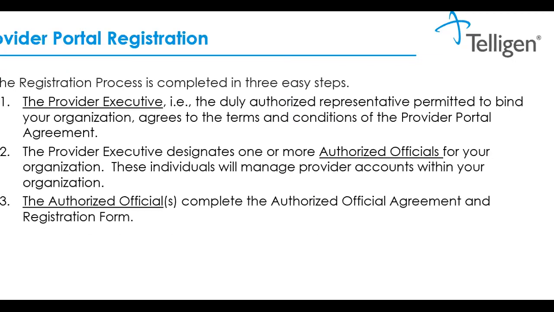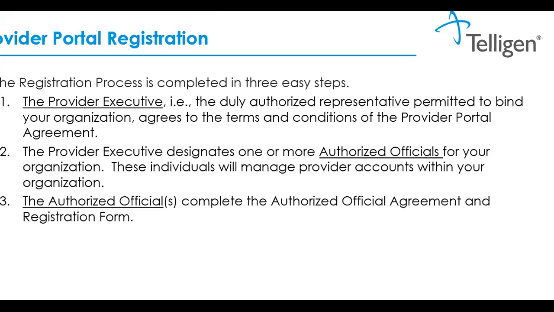Once they do that and have their account set up, that information comes back to Telligent. We will use it to set up the accounts, and then we will send out an email with the username that we've set up for each authorized official. And then they'll also receive an authorization link that they'll click to authorize their account and set up their password.